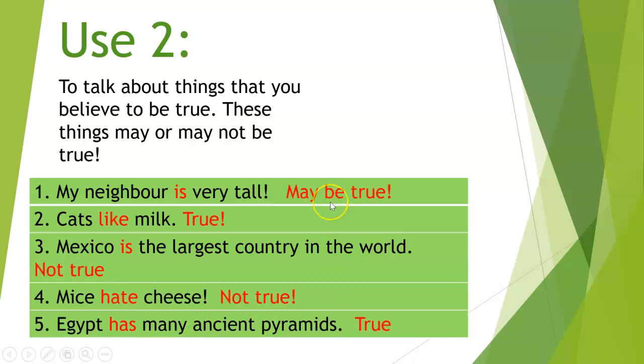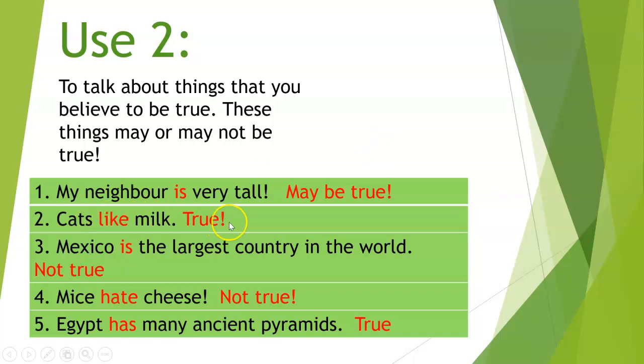Now remember that when we use this verb tense, what we're saying may be true, it may not be true. For example, if I say my neighbor is very tall, that may be true. Maybe he's very tall, but maybe somebody else will look at that person and say, no, they're short. So if I believe it to be true, then I can use this verb tense.